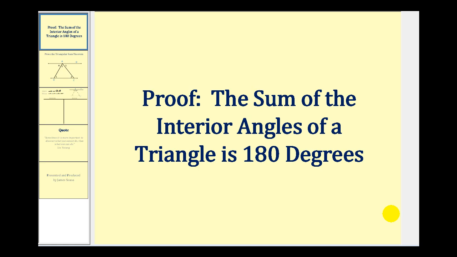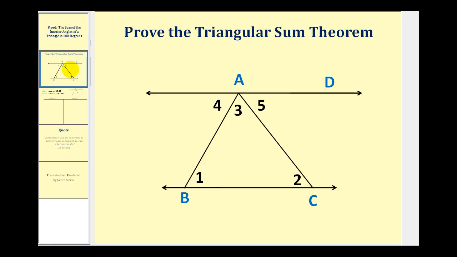Welcome to a video of the proof of the sum of the interior angles of a triangle is 180 degrees. This is also called the triangular sum theorem. This proof is going to be based upon having two parallel lines with triangle ABC as we see here.